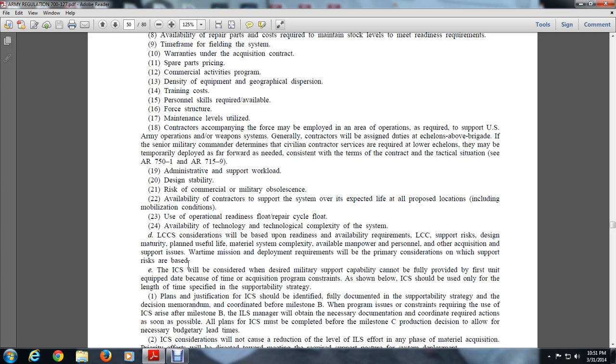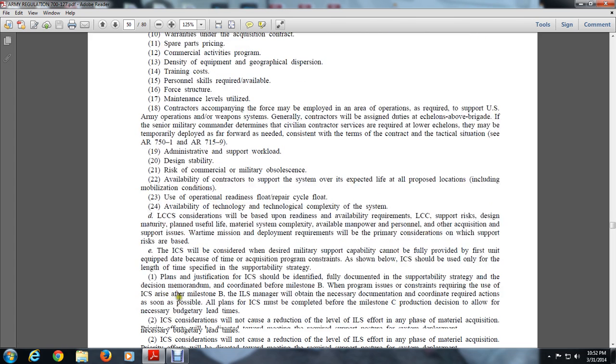One, plans of justification of ICS and identifying documentation, supportability strategy, and decision memorandum coordination with the milestone. B, the interim contractor service. When the program has issued constraints that require use of the ICS arising at the milestone, the integrated logistics support manager will coordinate the necessary documentation and required actions as soon as possible. All plans of coordinated interim contractor service must be completed before the milestone. C, of the decision to allow the necessary budgetary lead times.